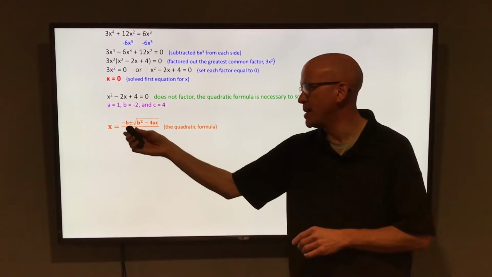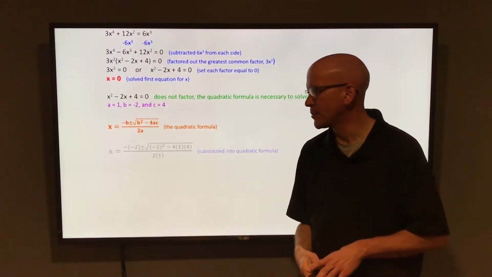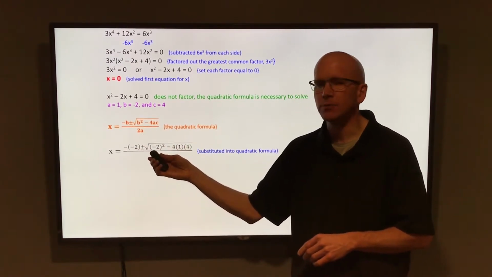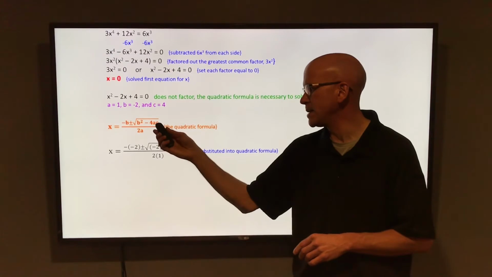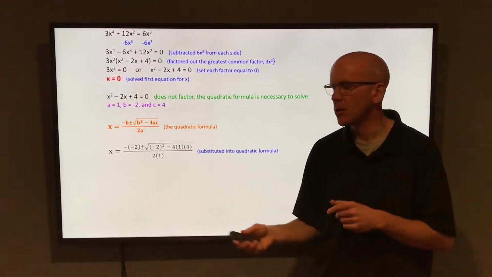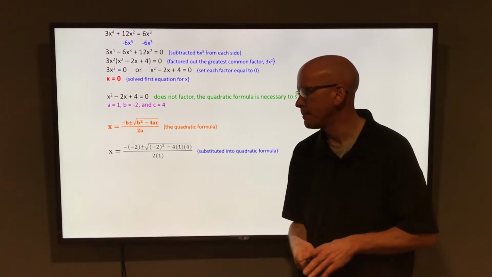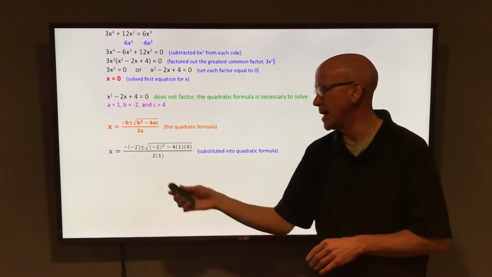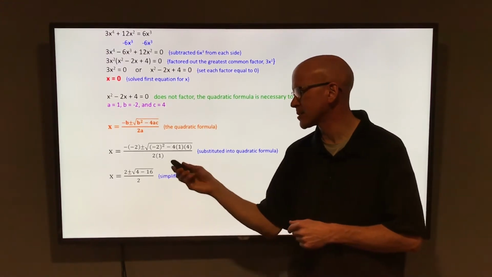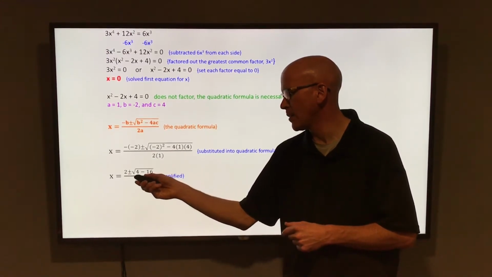That's what we're going to substitute into the quadratic formula. Take the negative of b, that'd be the negative of a negative 2, plus or minus the square root of b squared, that is negative 2 squared, and then minus 4ac, that is minus 4 times 1 times 4. Don't forget, this is all over 2a, which is 2 times 1. Just keep working through that.